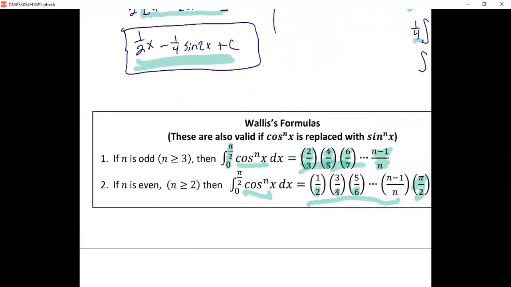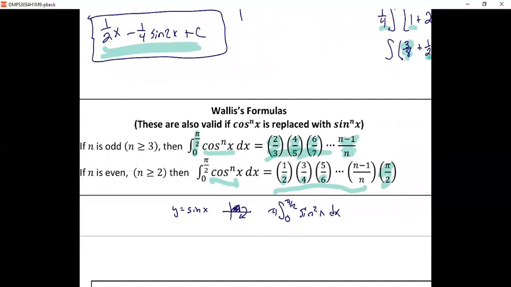So where we would use that as a situation is what happens if we are revolving y equals, let's just say, sine of x. If we're going from 0 to pi over 2, revolving that and finding the volume of the shape, that would be the integral from 0 to pi over 2 of pi sine squared x dx, because it's pi r squared. We could use Wallis's formula to show that this is going to be equal to 1/2, because n is 2, and then times pi over 2, which gives us pi over 4. So that's an application of Wallis's formula.